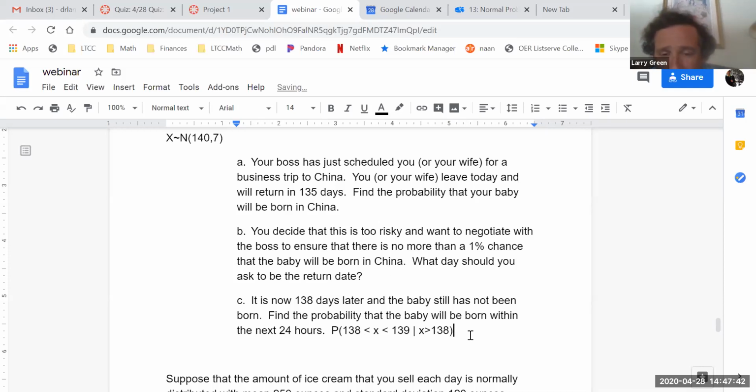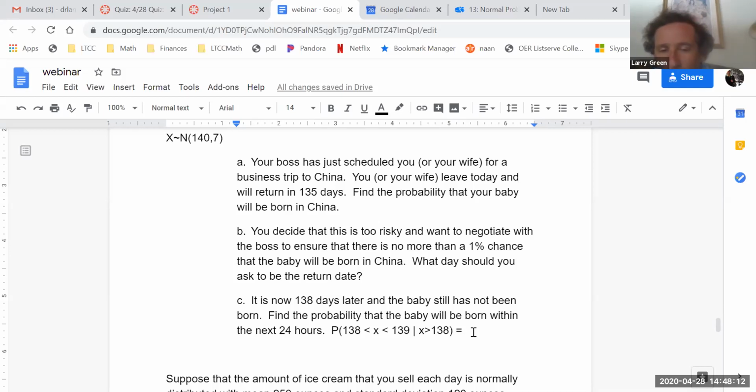Any questions on this strategy? This is a given problem. We have information the baby has not been born yet. Had we looked at part A and just said what's the chance between 138 and 139, that wouldn't be a given problem. But the fact that it's now 138 days later, the baby still has not been born, means this is a given problem. Any questions on that idea?